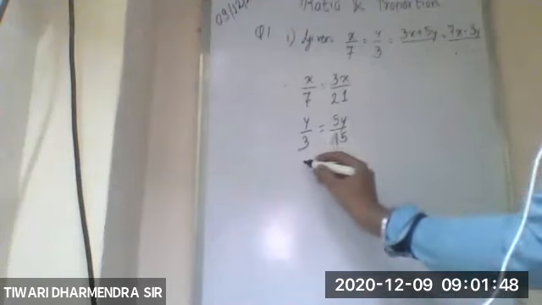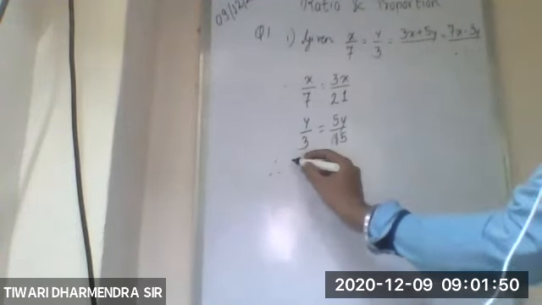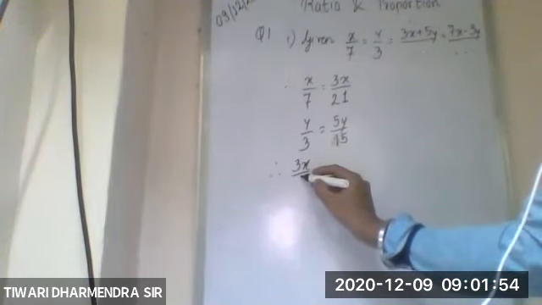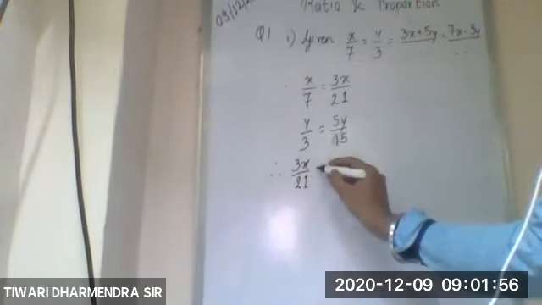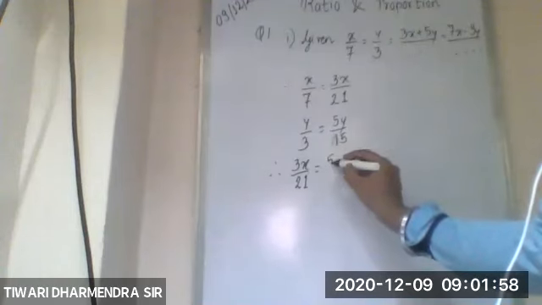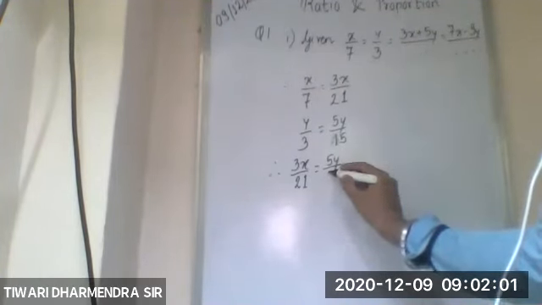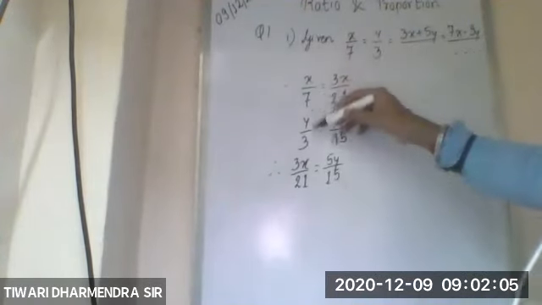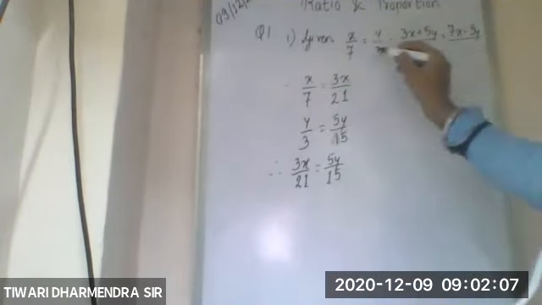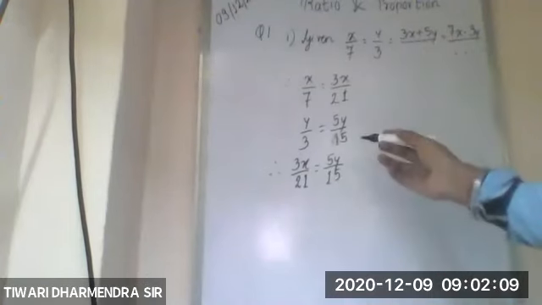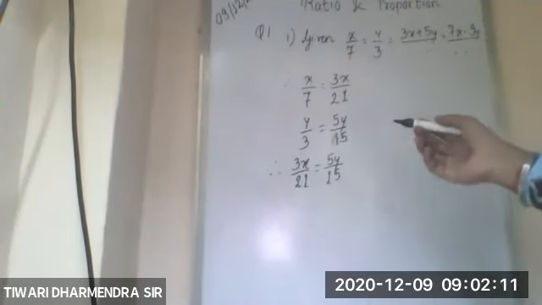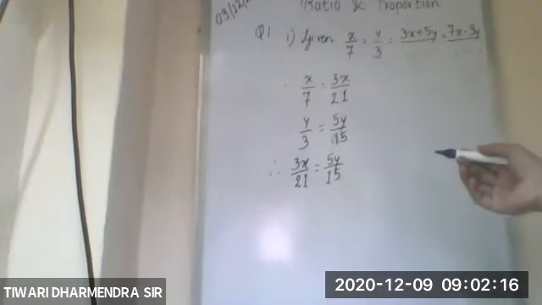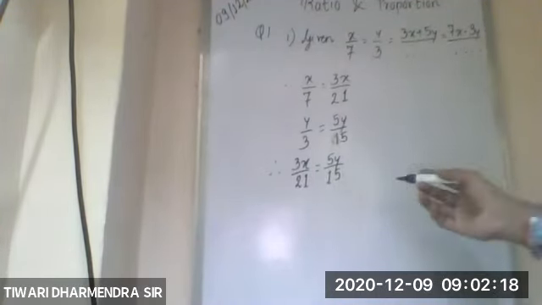So we got this. So this implies, so therefore, 3x upon 21 is equal to 5y upon 15. Why is this equal? Because x by 7 and y by 3 are equal ratios. So there are multiples with non-zero k, and the ratio remains the same. These are the properties that we have done in our first lecture.